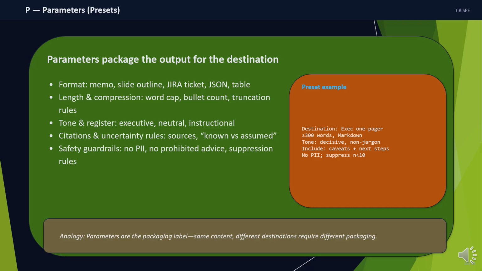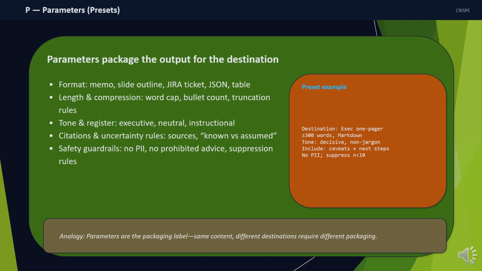Parameters are a part of CRISPE that make the output immediately usable for its destination. The underlying analysis may be the same, but the deliverable changes depending on where it will be used. The same content might need to become a summary suitable for a chat message, a structured leadership memo, or machine-readable JavaScript object notation for an automation workflow.